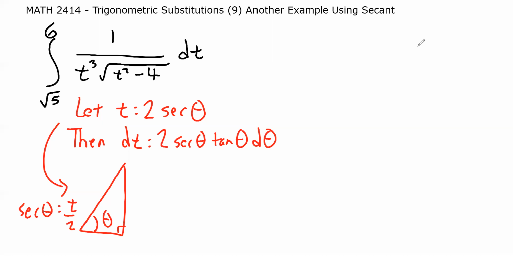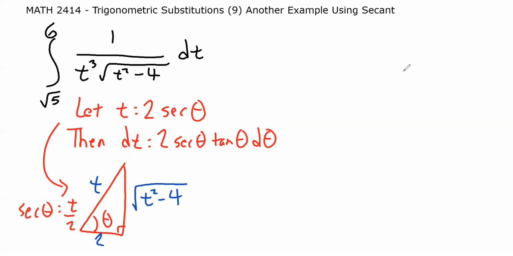So secant is hypotenuse over adjacent, so we need the hypotenuse to be t, we need the adjacent to be 2. Then we did the Pythagorean theorem. Then we get the opposite side to be the square root of t squared minus 4. Again, not a coincidence, it's the same square root in the radical.